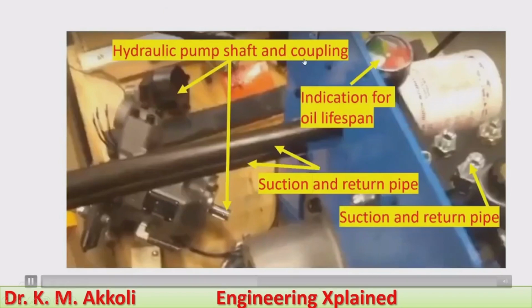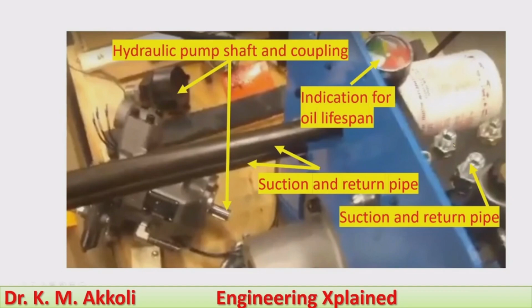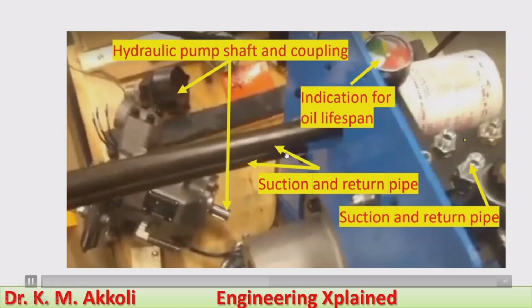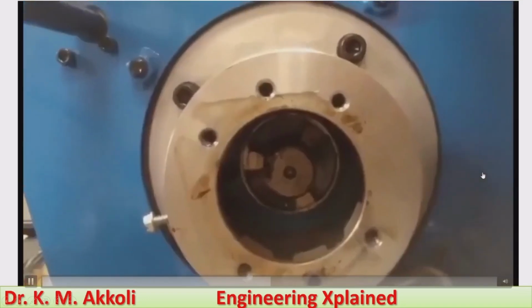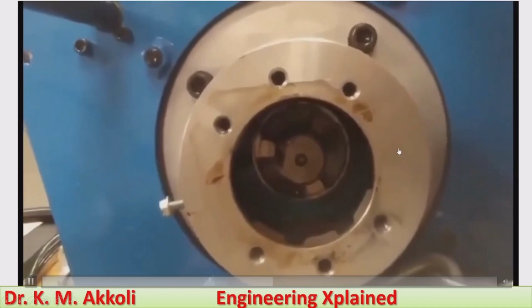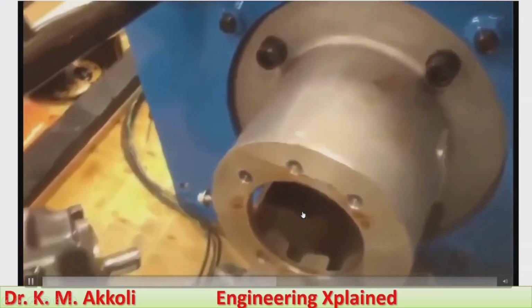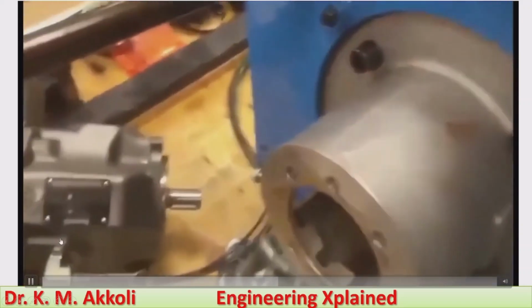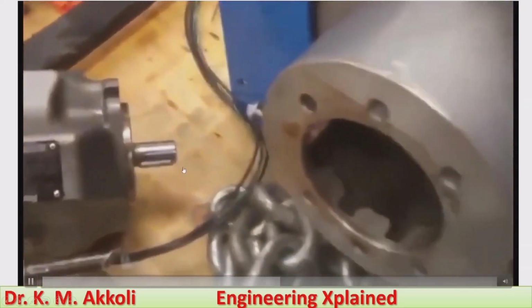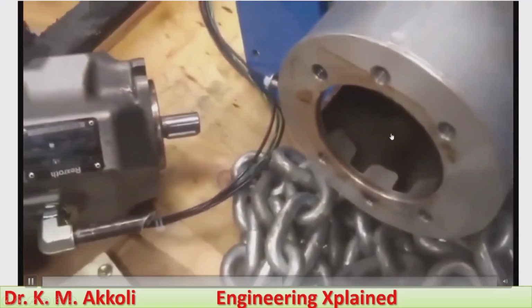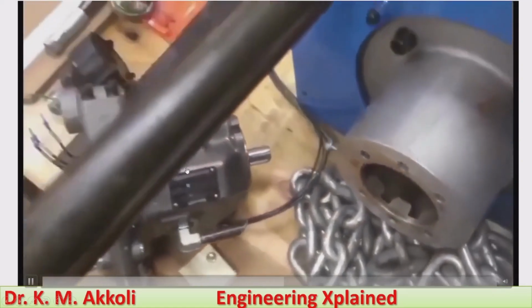This is the motor shaft coupling, which will be coupled to the hydraulic pump. The hydraulic pump shaft and coupling, here we are going to connect with that motor shaft. Indicator for the oil lifespan: green means good oil and red means it is outdated oil that should be replaced. And suction and return pipe connections will be there. This is the coupling and the electrical motor connection which will be connected to this hydraulic pump. The pump shaft is this one. We have to connect through the coupling so that it will run the hydraulic pump.